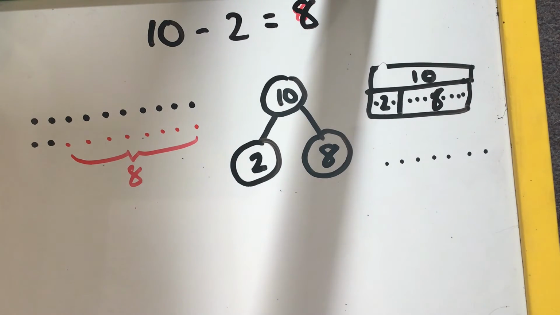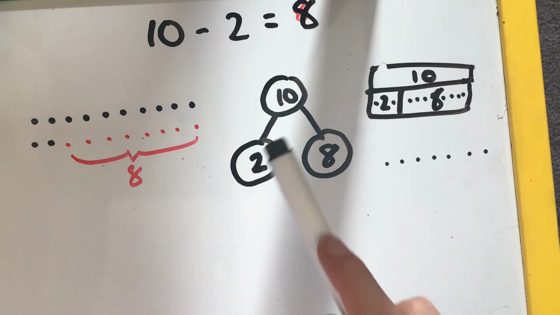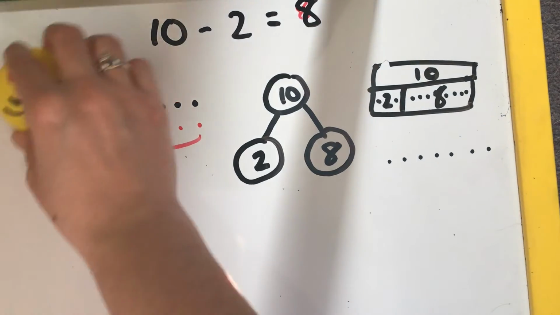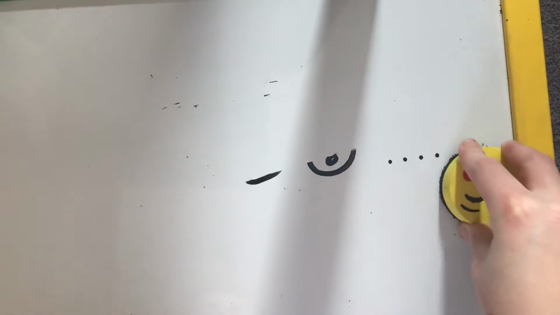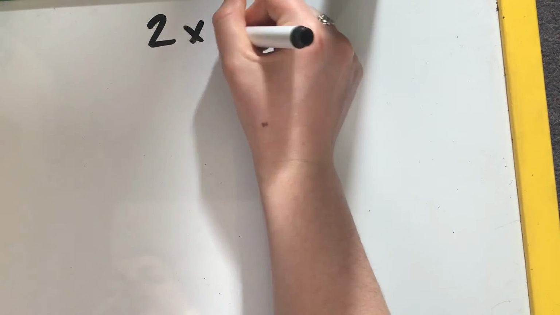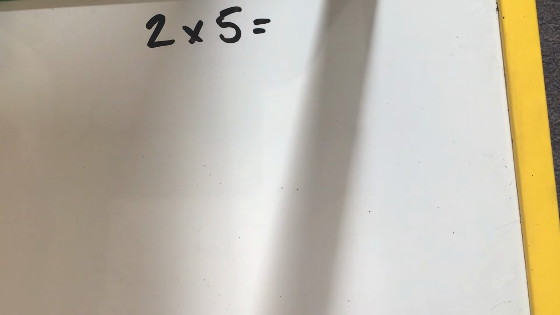So as I say, you can use the finding the difference method, you could use the part-whole method, or you could use the bar method for subtraction. Now, most recently, we have been doing multiplication. So I'm just going to quickly recap the methods for multiplication you could use.